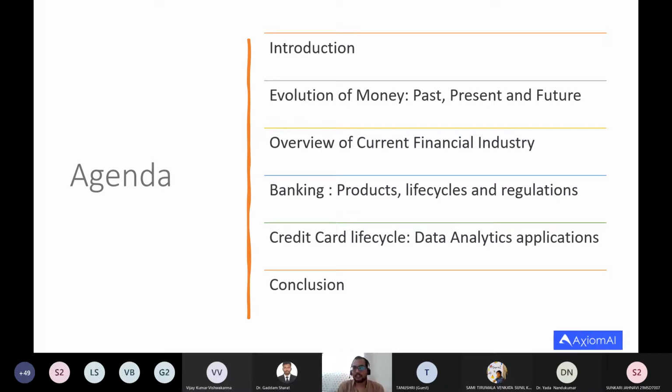Following that, I'll give you an overview of the current financial industry, what's happening, and what will happen in the future. Then we'll transition into the banking industry specifically, and discuss briefly the products, life cycles, and regulations. As a case study of a banking product, we'll pick up credit card and do a deep dive of the credit card life cycle. While doing this, I'll also talk about what kind of analytics goes into each stage of the credit card life cycle. Sounds good. Let's go ahead.